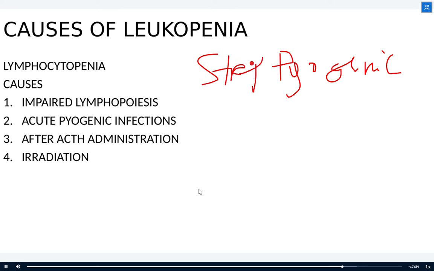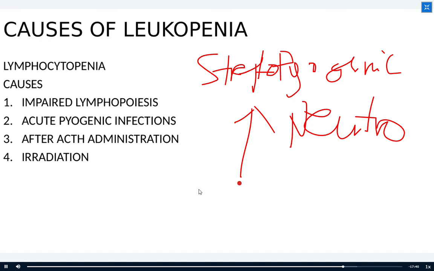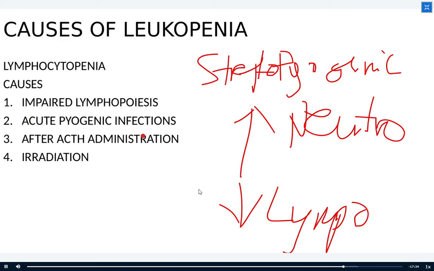So your Streptococcus pyogenes would cause your decreased lymphocytes. The reason for that, class, is whenever you have Streptococcus pyogenes, you will have increased neutrophils. Sa dami ng neutrophils, class, they would tend to decrease your lymphocytes. Then again, another one would be after ACTH administration and irradiation.